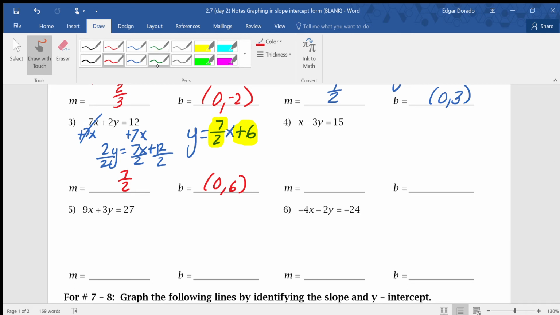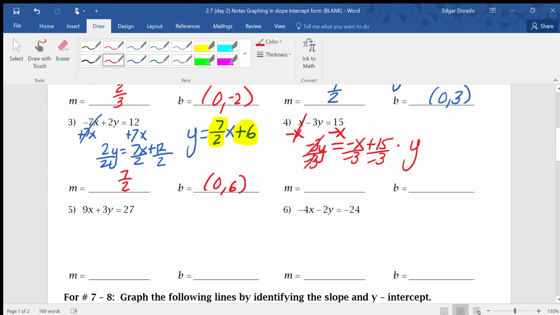Alright guys, let's go ahead and try these problems out together. As we're doing these, make sure you're double checking your work. Make sure you followed similar steps. All I'm doing is getting rid of the x because I want to isolate the y. Minus x plus 15. Now I divide by -3. What do I get? I get y equals -1 divided by -3 is a 1/3 x minus 5.